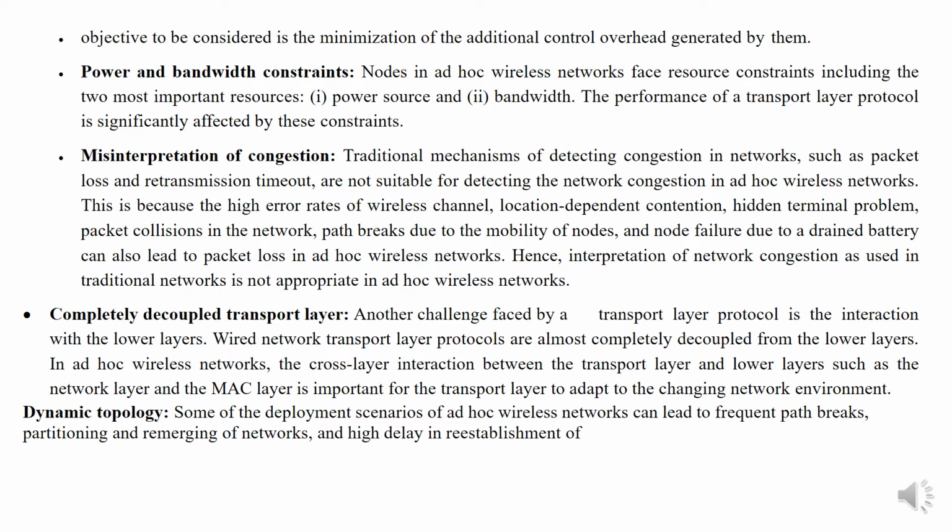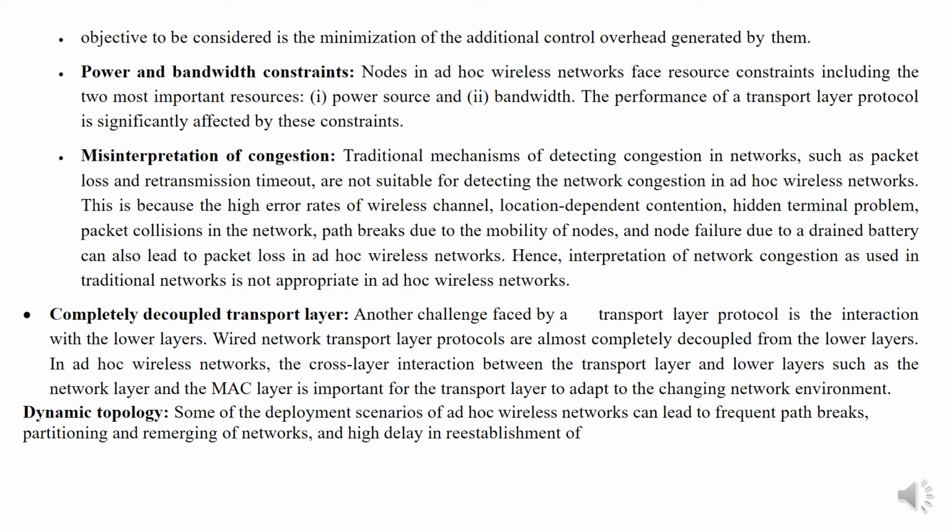Completely decoupled transport layer. Another challenge faced by a transport layer protocol is the interaction with the lower layers. Wired network transport layer protocols are almost completely decoupled from the lower layers. In ad hoc wireless networks, the cross-layer interaction between the transport layer and other layers such as the network layer and the MAC layer is important for the transport layer to adapt to the changing network environment.